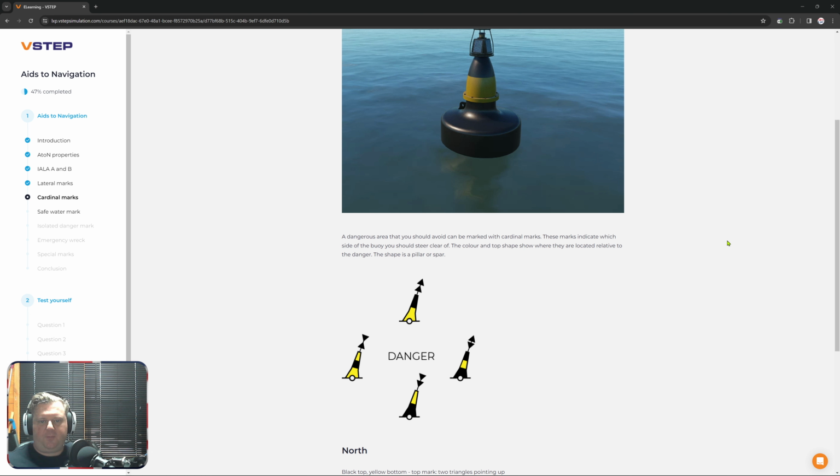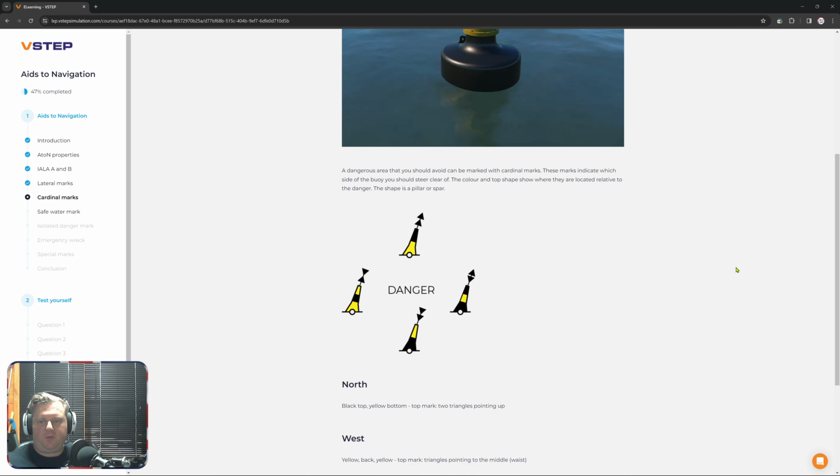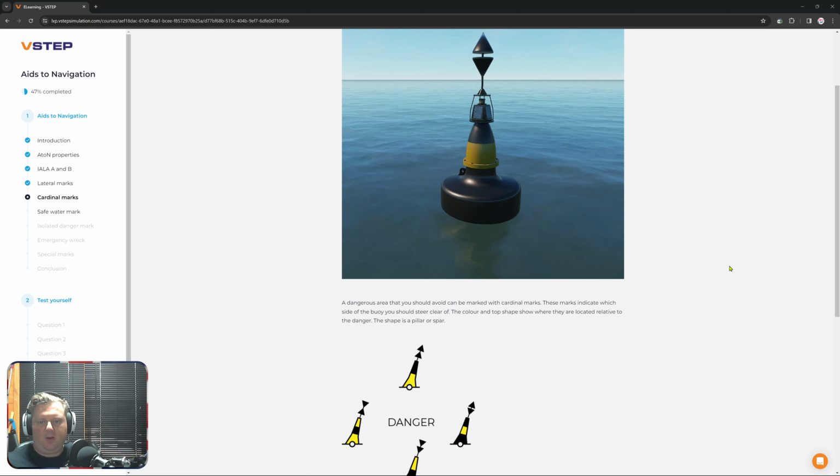Cardinal marks. A dangerous area that you should avoid can be marked with the cardinal mark. These marks indicate which side of the buoy you should steer clear of. The colour and top shape show where they are located relative to the danger. The shape is a pillar or a spar.